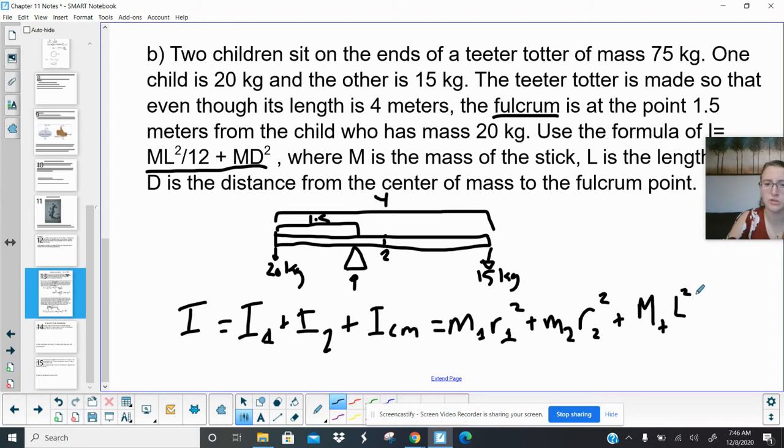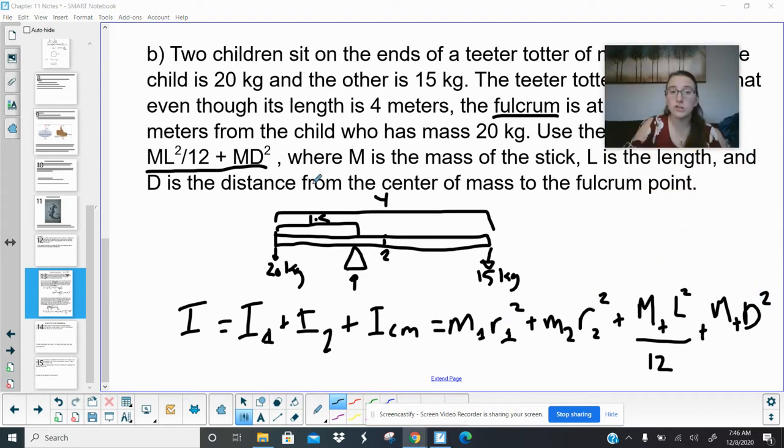L, we know what L is referring to, the length of it, over 12, plus the mass of the teeter-totter. D is the distance from the center of mass to the fulcrum point. So once again, we could even put this as R, meaning in the same sense, all of these R's and this D refer to the distance to the fulcrum point. Since we're referring to right here, this is the center of mass, the inertia of that. That's what this D refers to, the distance from the center of mass to the fulcrum point.